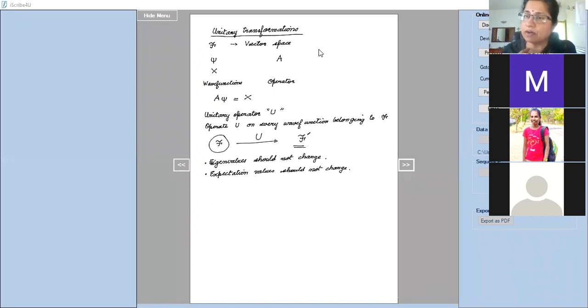What else can we think of? Can anybody tell me something else that should not change? We can say commutator relations should not change.